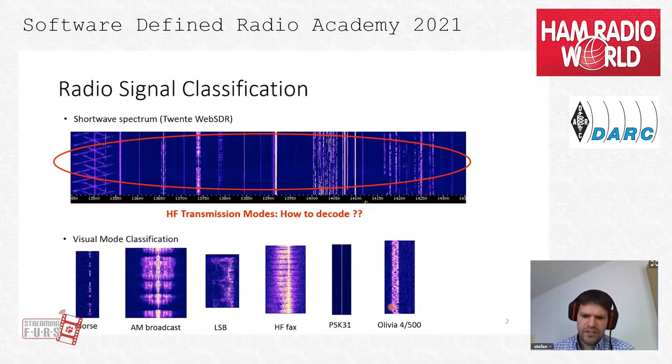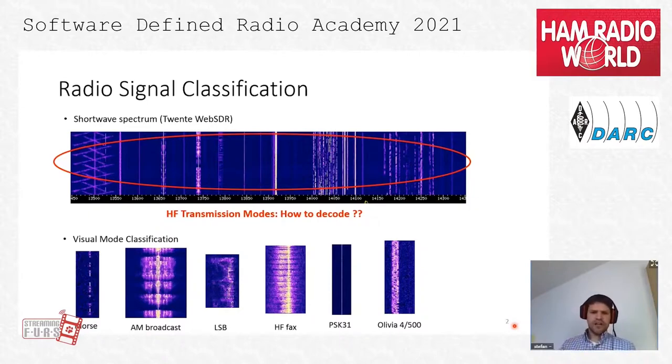This signal here is a digital signal. It's Olivia 4/500. It's a 4-FSK signal. It's very hard to see. You really need to be an expert to figure out what this signal is, and that for this signal, you need to set the decoder to this mode.